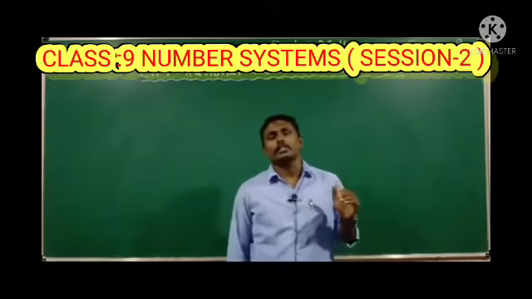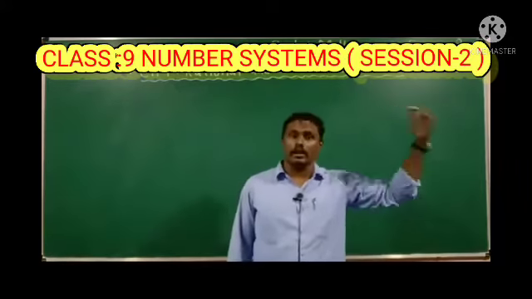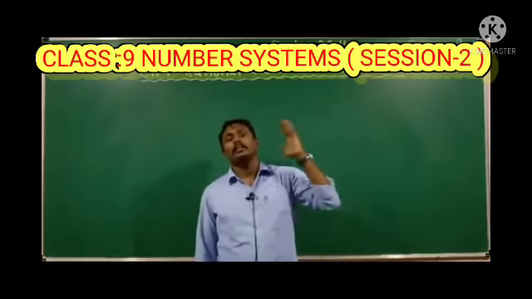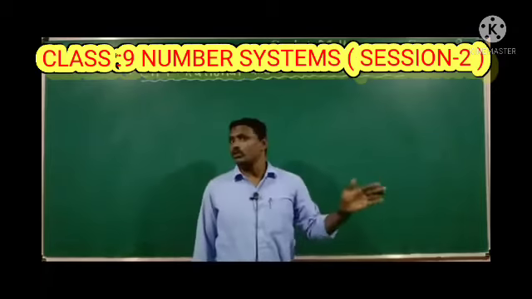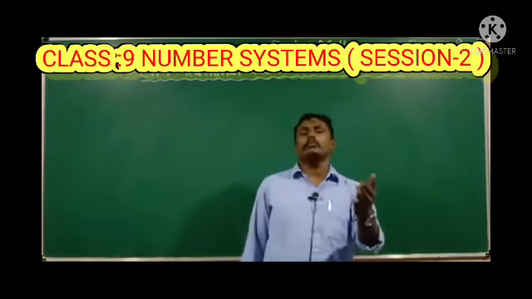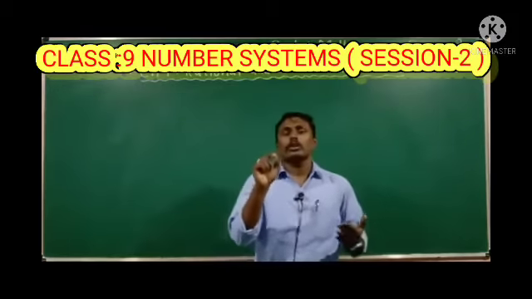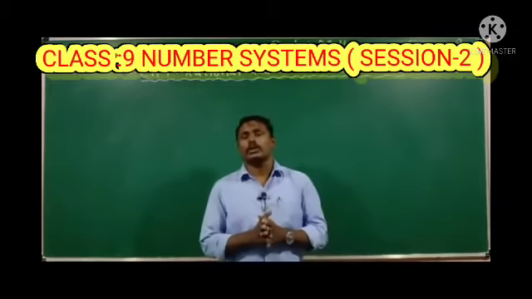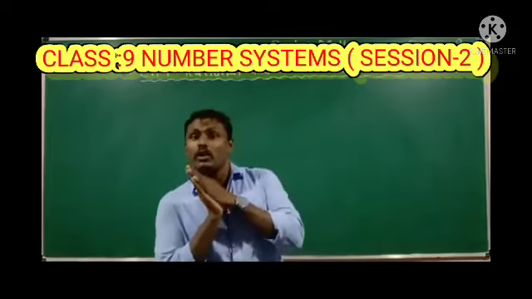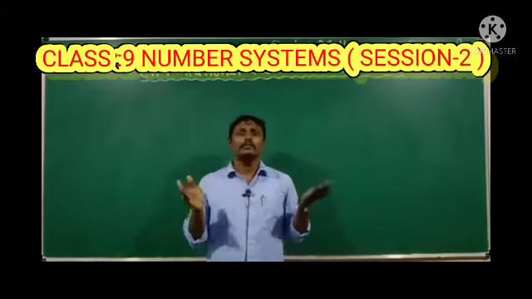Rational numbers means the numbers which can be represented in the form of p by q, or a by b, or x by y, in which the denominator is not equal to 0. If I am representing any number in the form of p by q, then q is not equal to 0. If q is equal to 0, we cannot define the exact value, right? It is infinity.